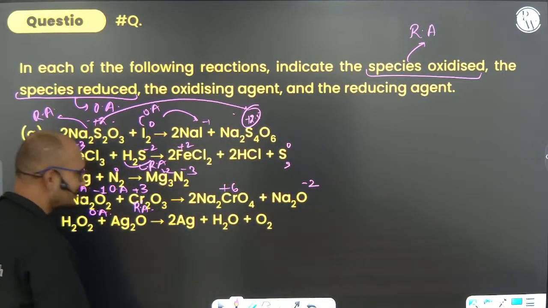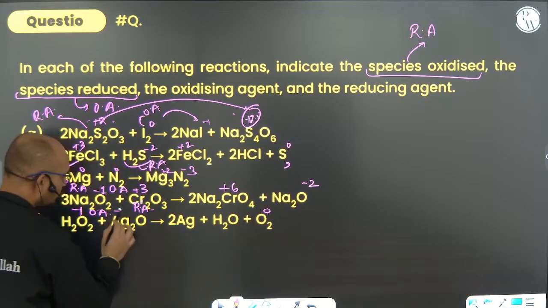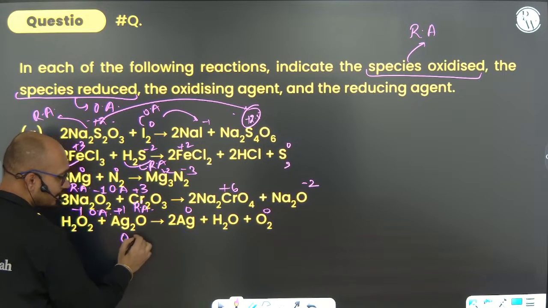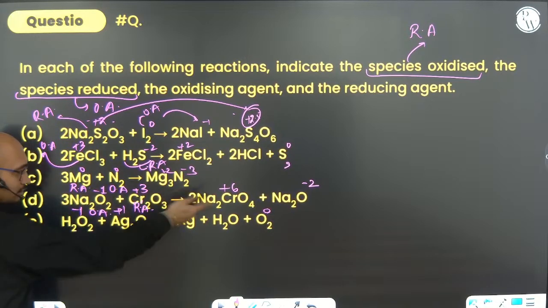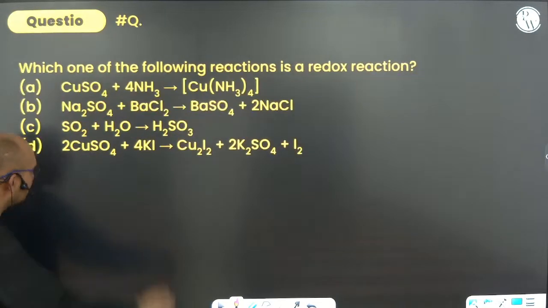Next, H2O2. I hope you can do these things very fast. -1, 0, +1, 2, 0. So Ag goes from +1 to 0, so it is going reducing. It is getting reduced. If it is getting reduced, so this is what? Oxidizing agent. It is -1 to 0, getting oxidized. So this is what? Reducing agent. Without any doubt, so very easy game.